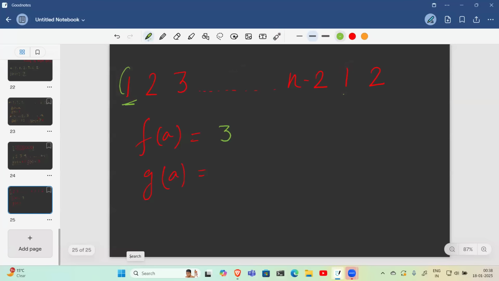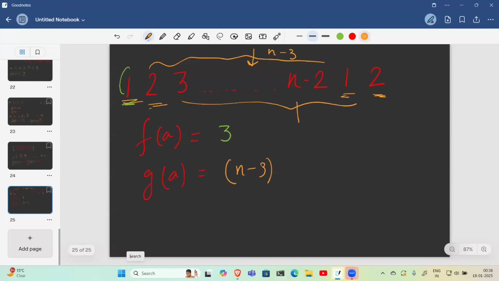So what is the value of g of a? 2n minus 5. So for this one, I can have these n minus 3 values, right? I can pick any one of them. And for the other I can pick all these two and I can still have n minus 3 values, right? So it should be something like 2 times n minus 3. Is it? Yes, sir.